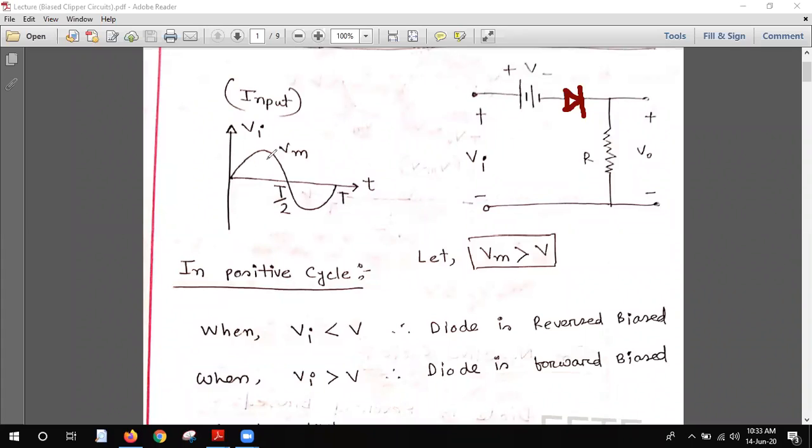So if we take the positive cycle at first, this input will be plus and this will be minus. To check, this P terminal is connected with plus and the N terminal is connected with minus. So from the very beginning we can say that this diode is forward biased.